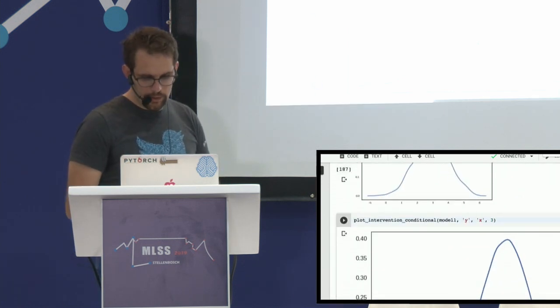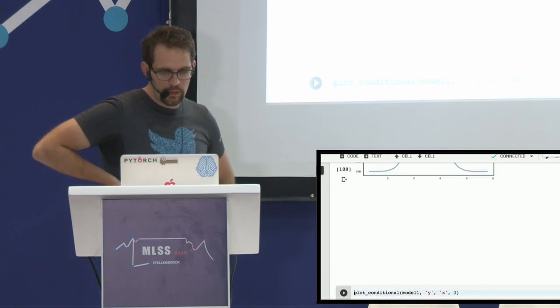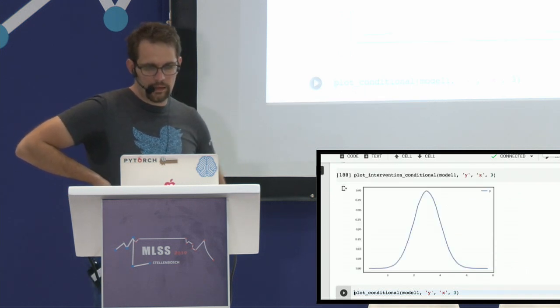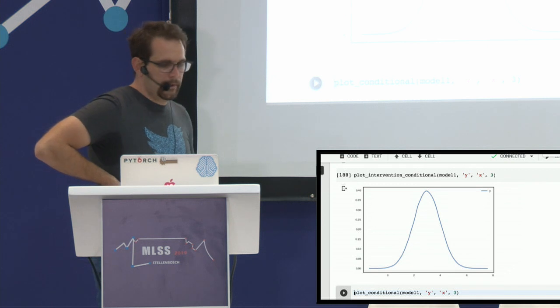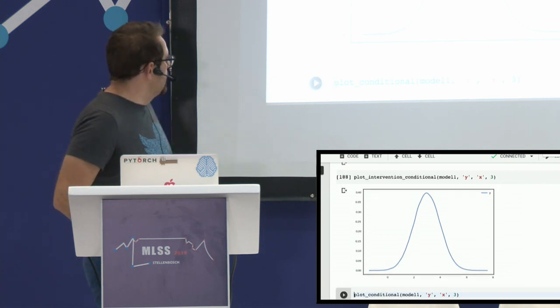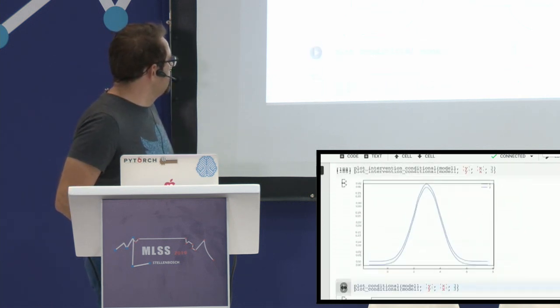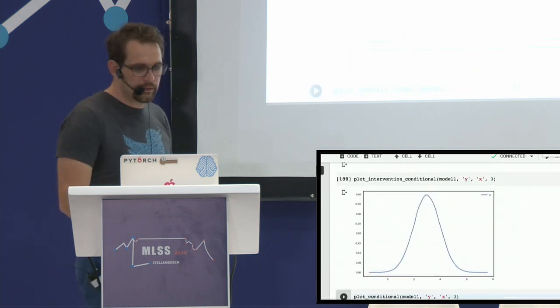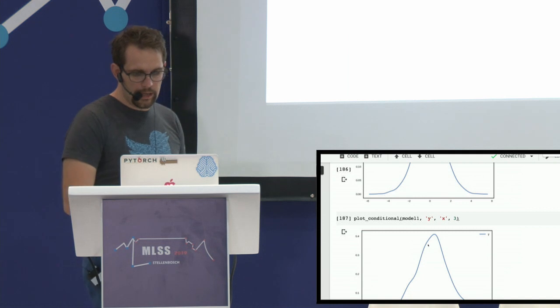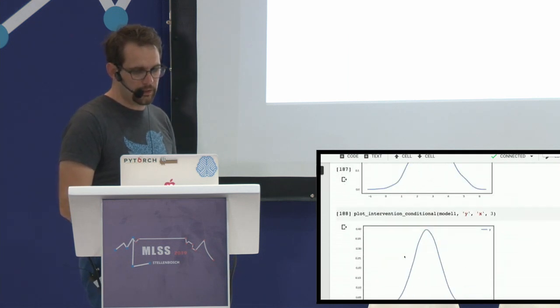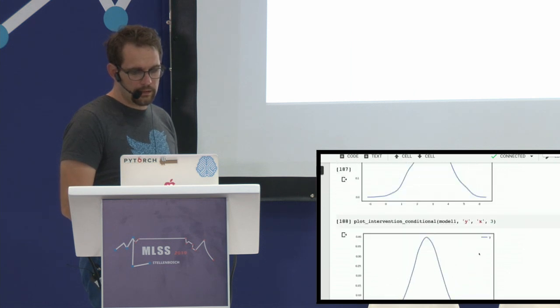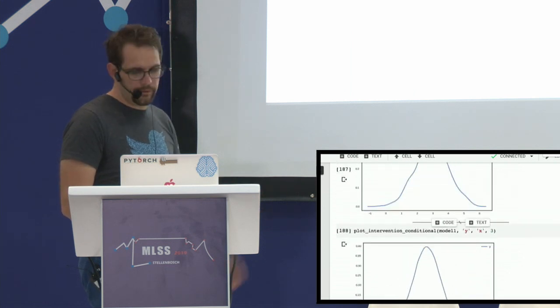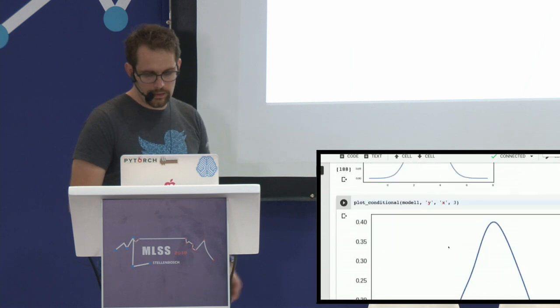Now I can actually run the intervention and plot the intervention conditional. And this is what you get. And you observe that in this particular case, the two are the same. So this is p of y given x, just a conditional. This is the intervention conditional p of y given do x equals 3. And in this particular graph, you expect these two to actually coincide, so it's fine.